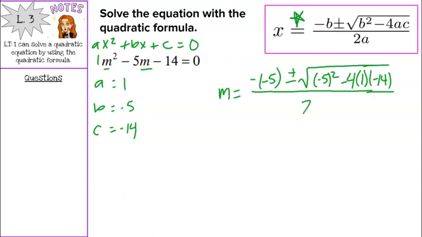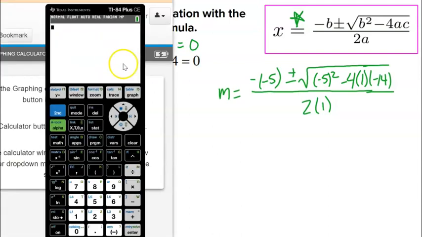And then it's all over 2 times 1. So now once we have that all written out, we just need to use our calculator to solve. So the first thing we need to do is get a fraction on our calculator: alpha button, y equals, enter. And then we are going to type this in. So on the top we have negative, and then in parentheses, negative 5.